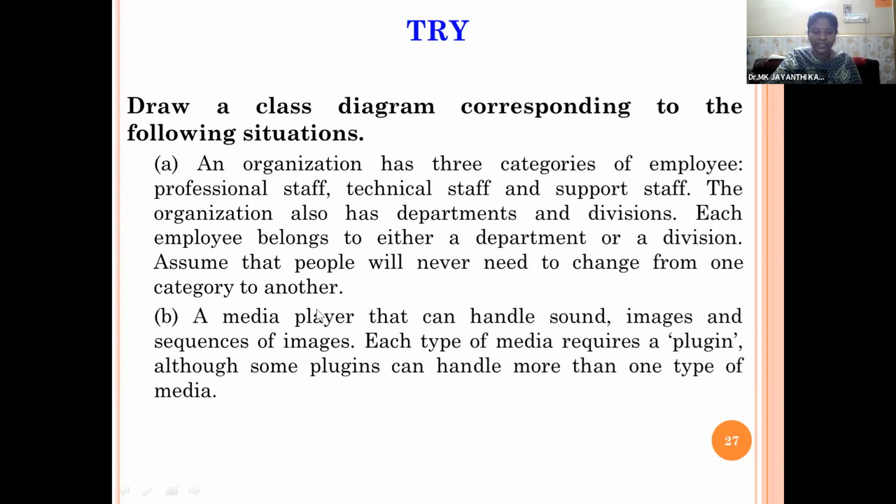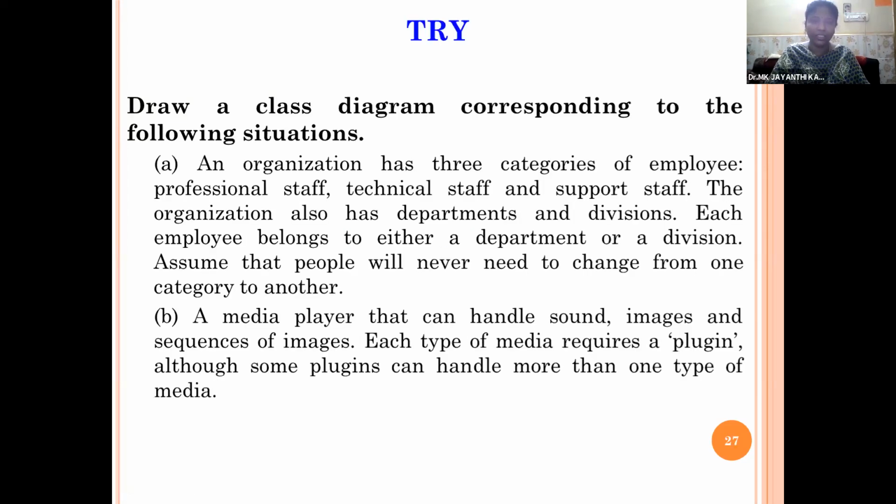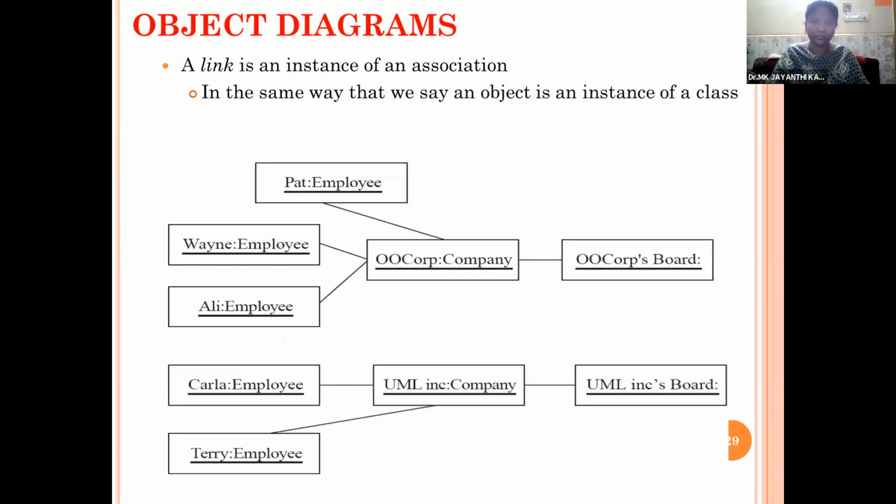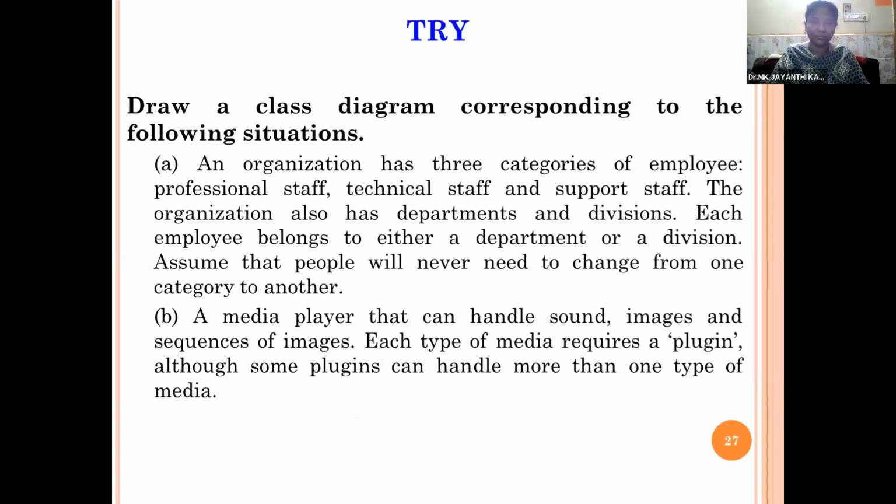So these 3 are subdivisions of the base class called media player. Media player is your parent class, and the child classes are sound player, image player, and sequence of image players or a slideshow. They will differ in the type of plugin. In that way, we need to draw the corresponding generalization class. Any doubt in the generalization?